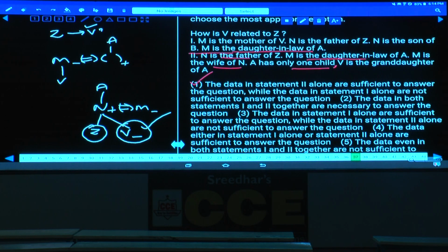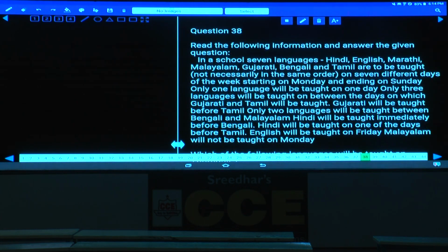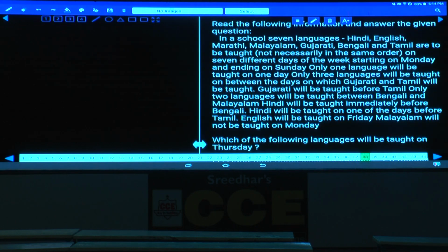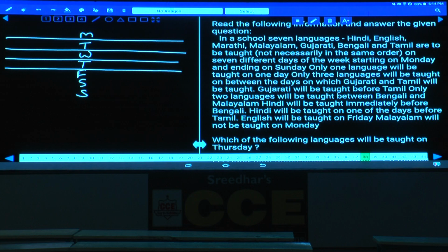And this is about question number 37. Then 38. Now 38 onwards. In a school, 7 languages, Hindi, English, Marathi, Malayalam and so on are to be taught on, not necessarily on 7 different days of the week, starting from Monday and ending on Sunday. Isn't it? Monday, Tuesday, Wednesday, Thursday, Friday, Saturday and Sunday are the 7 days.